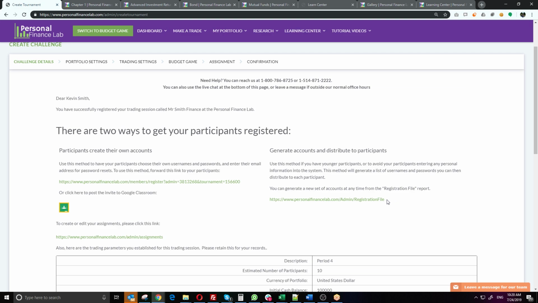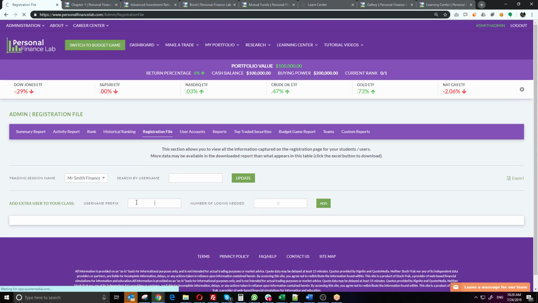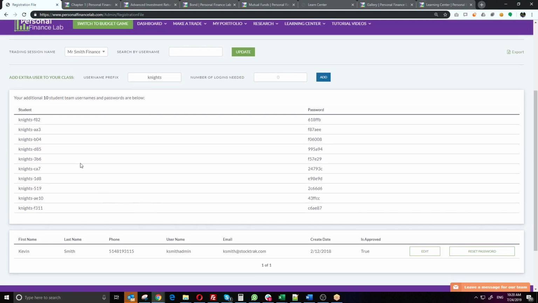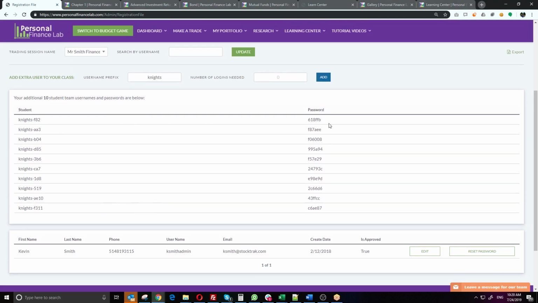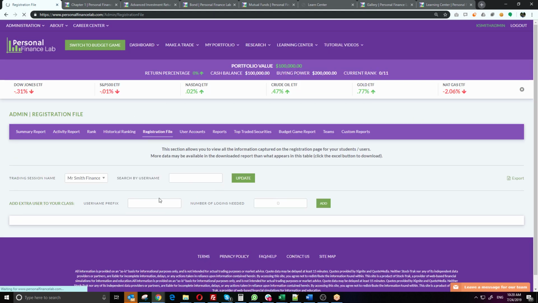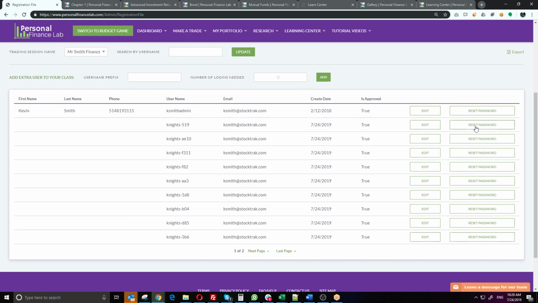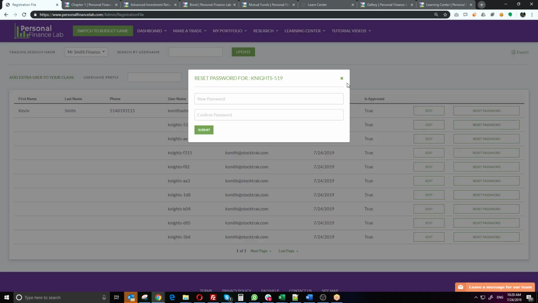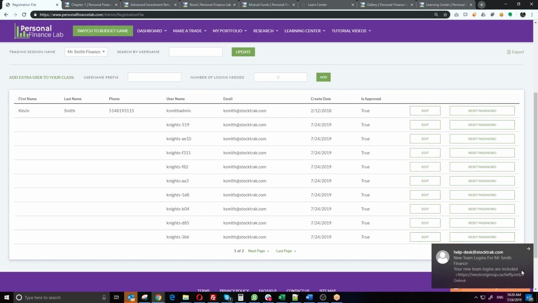Or you can use our registration file. If you use a registration file, you would just say, I want 10 accounts, and you give the prefix that you want on those accounts, you click add, and the system will generate accounts for you to distribute to your students. You also, as the teacher, have the ability to change any student's username at any time. You can reset their passwords at any time. Just a lot of flexibility to help you get your classes up and running as easy as possible.